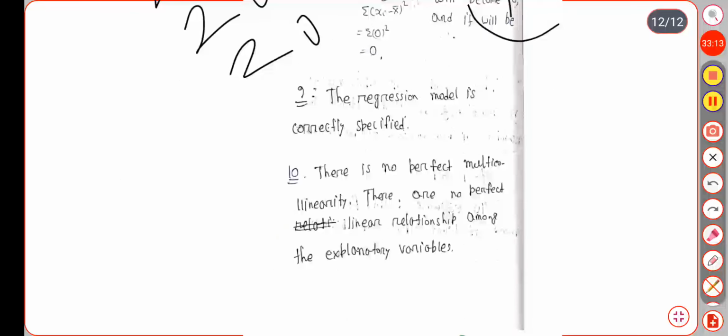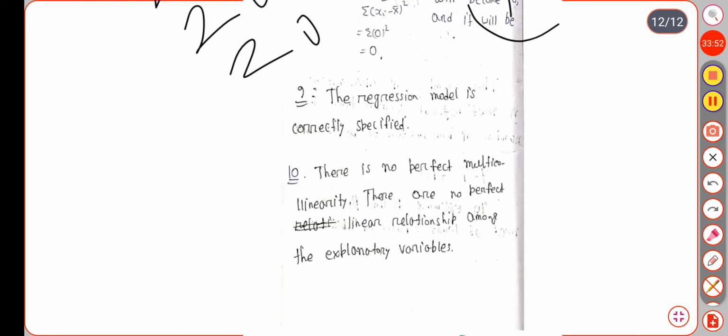The 9th assumption is that the regression model is correctly specified. Correctly specified means, suppose there is a non-linear regression model, but you have fitted a linear regression model. In that case, that is misspecification of the model, right? So the regression model has to be correctly specified. If the regression model is non-linear, then you have to specify it as non-linear. If the regression model is linear, you have to specify it as linear. But if the regression model is linear and you are fitting it as non-linear, then that is misspecification of the model.